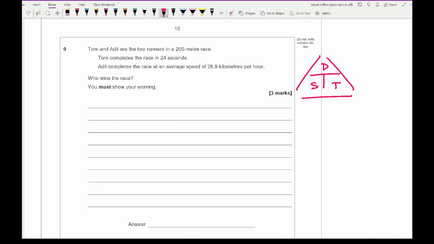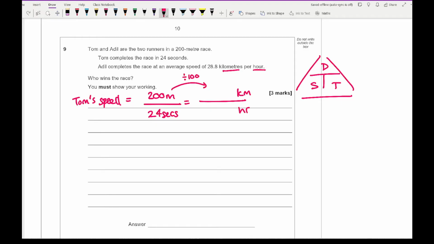So for Tom's speed, we've got his total time, his distance, which is 200 meters. And we've got that in 24 seconds. Now what we need to do is, because Ardil's speed is in kilometers per hour, I need to convert each of these into kilometers and hours. So to go from meters to kilometers, I divide by 1000. So that's going to be 0.2.